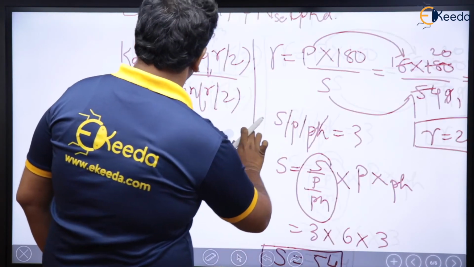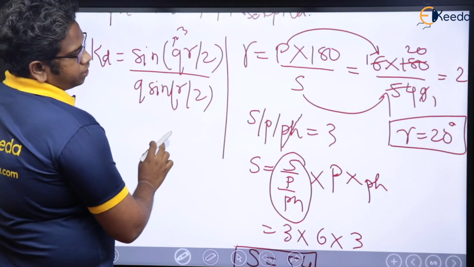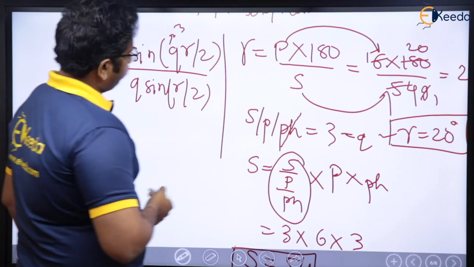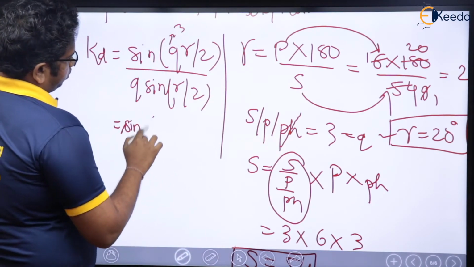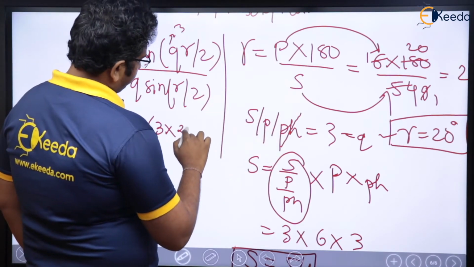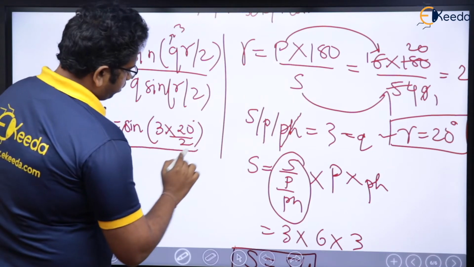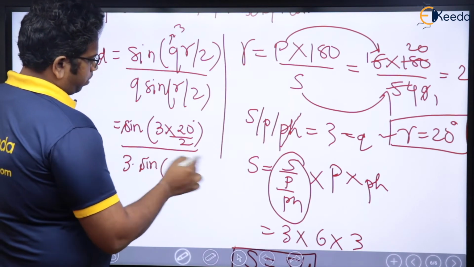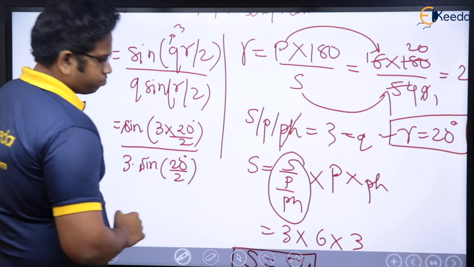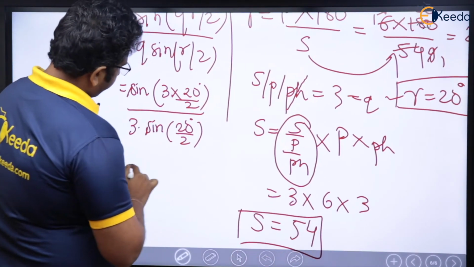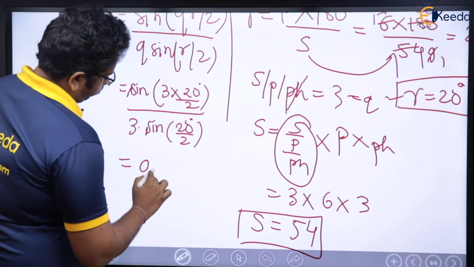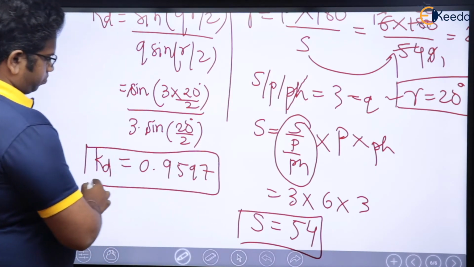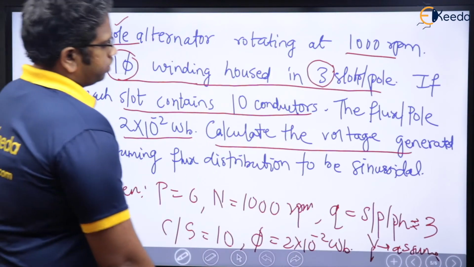Now see, you have Q, you have gamma. Gamma is 20 degrees. How much is Q? Q is nothing but slots per pole per phase, which is 3 only. So this is sine 3 times gamma by 2, that is 20 degrees by 2, divided by Q, which is 3 into sine of 20 degrees by 2. After solving this, we get 0.9597. This is the distribution factor Kd.